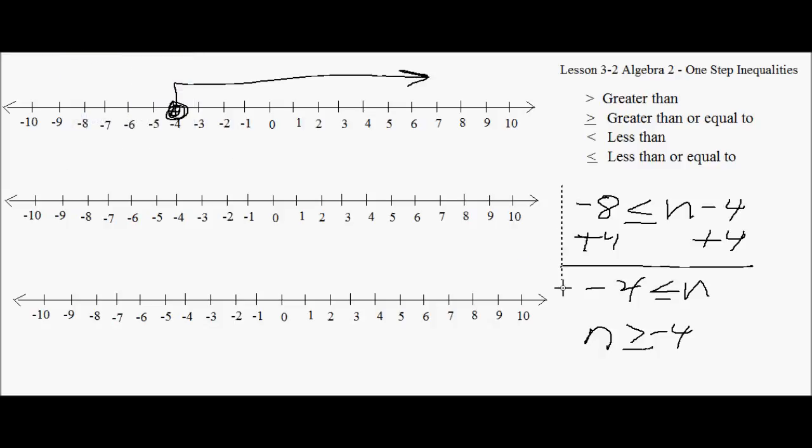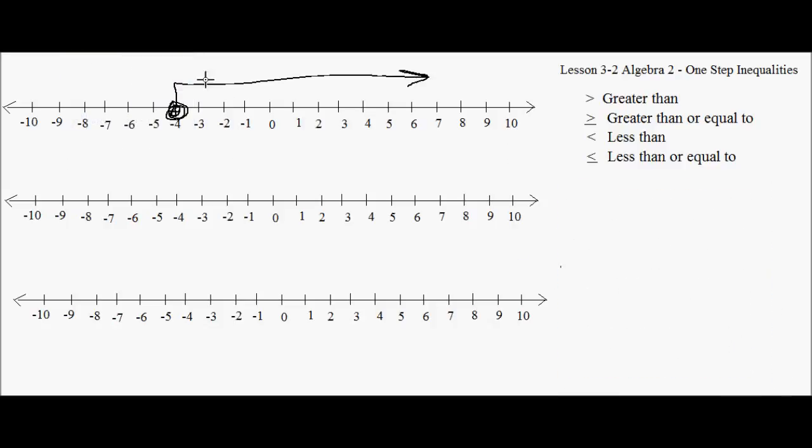Okay, let's do a multiplication and division, then we're done. So let's say negative 2n is less than or equal to 10. Now, I'm going to cancel this negative 2 by dividing both sides by negative 2.